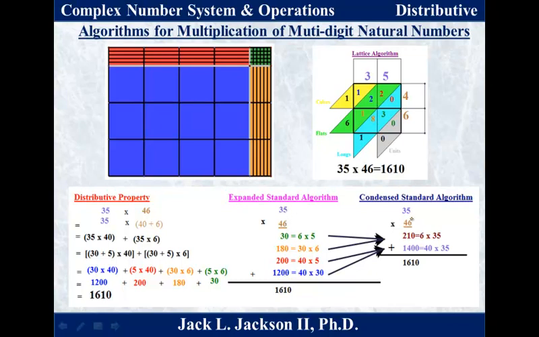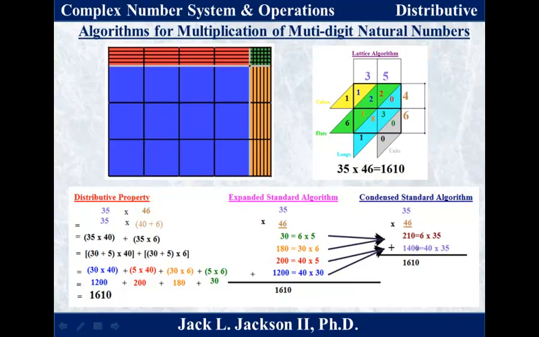6 times 5 is 30. Write down the 0 and just keep the 3 in your head. 6 times 3 is 18, plus the 3 is 21, so that's 210. Well, what is the 210? It's 6 times 35, but what it really is the 6 times the 5 and the 30 times 6 added together. So you're still finding these two things, you're just keeping some of it in your head and adding them together as you go. Then I put a 0 for a placeholder.